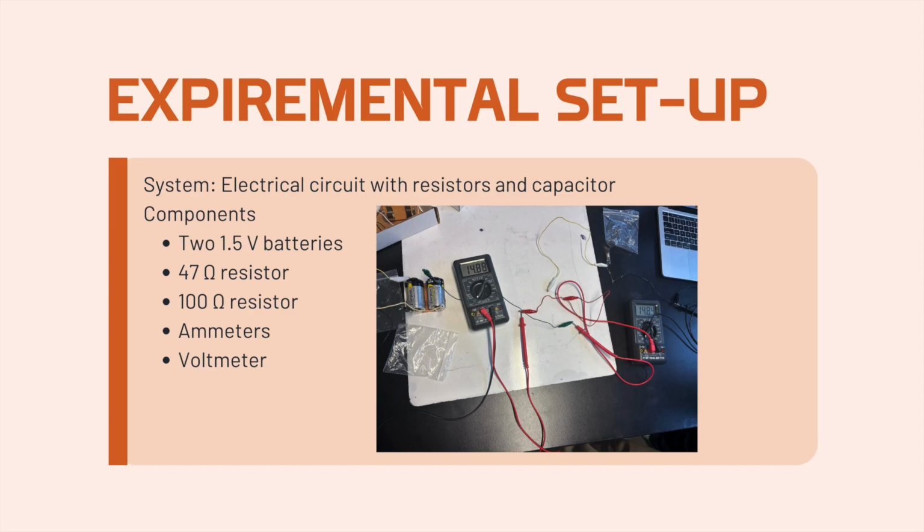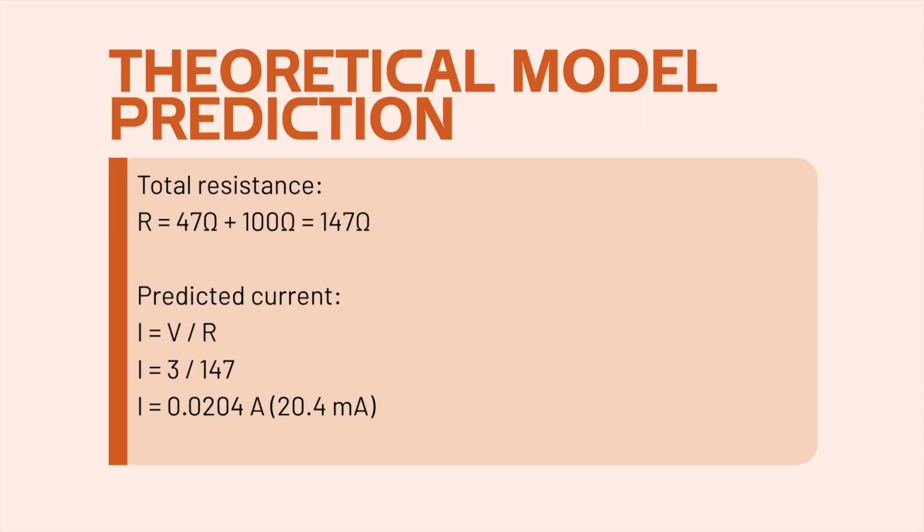In the RC experiment, the capacitor was initially uncharged before being connected to the circuit. Using our theoretical model, we predicted the current through the circuit. Since the resistors are connected in series, the total resistance is the sum of the 2 resistances, which is 147 ohms. Using Ohm's law, we divided the voltage of 3 volts by the total resistance to obtain a predicted current of 0.0204 amps, or about 20.4 milliamps.